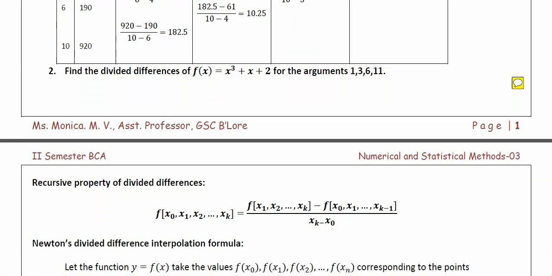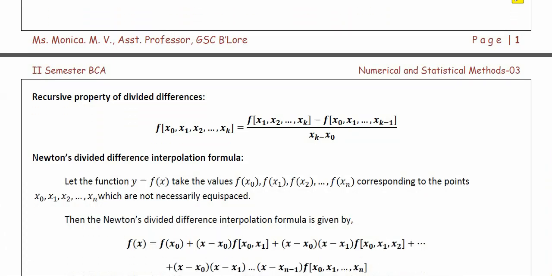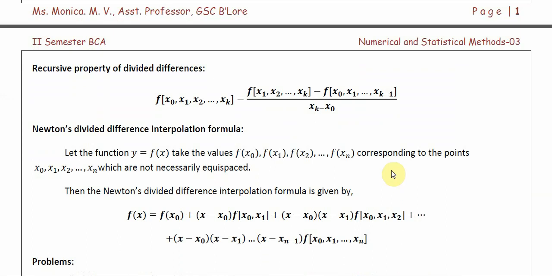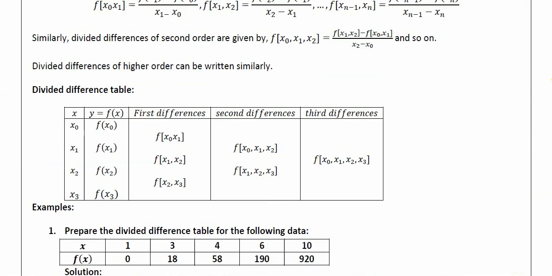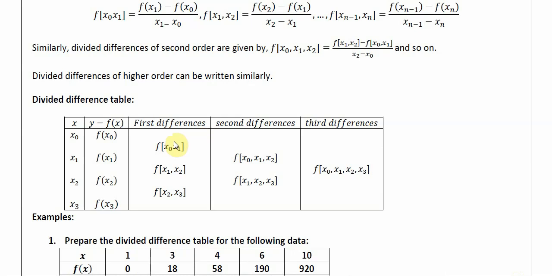Then there is something called the recursive property of divided differences. This recursive property is what we just discussed, how we go about divided differences. So I shall come to the general formula. In the general formula, the divided difference of x0, x1, x2 is, how does this work? The divided difference corresponding to x1, x2, that is this one, minus the divided difference corresponding to x0, x1, that is, the divided difference corresponding to the last two minus the divided difference corresponding to the first two.